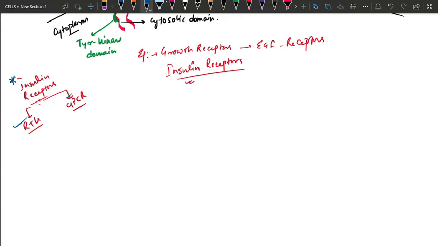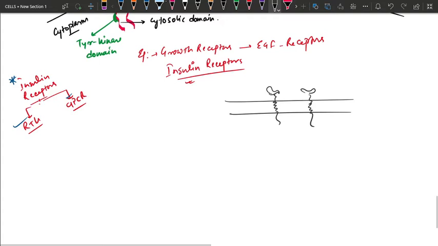Now, this is the membrane, and these receptors are normally present in their monomeric form when there is no ligand. When there is ligand, they will come close to each other and dimerize. After dimerizing they do a particular different mechanism. I will do that after some points. I will give some important information, then I will explain the major pathway.